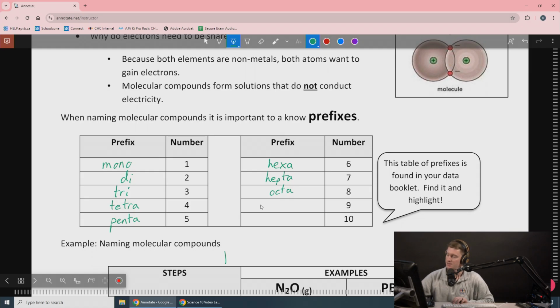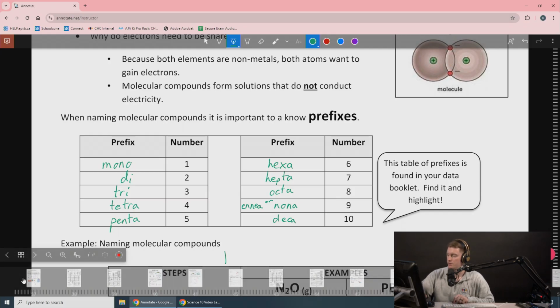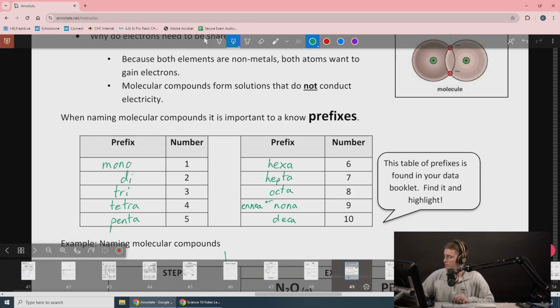9 is either going to be nona or ennea. And 10 is deca. This table of prefixes is found in your data booklet. If you take a look at your Science 10 data booklet, then you may be able to find it.